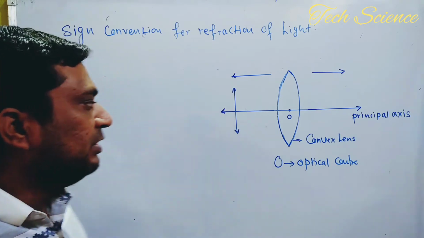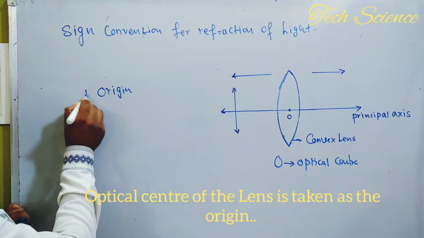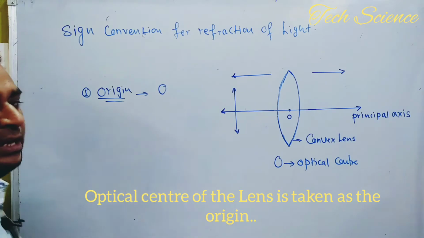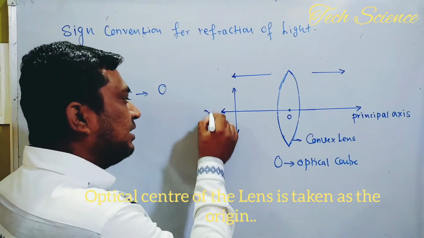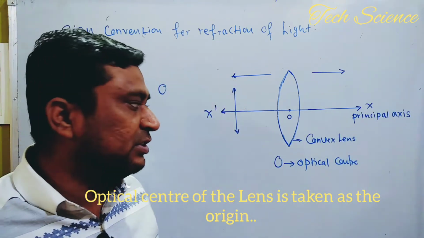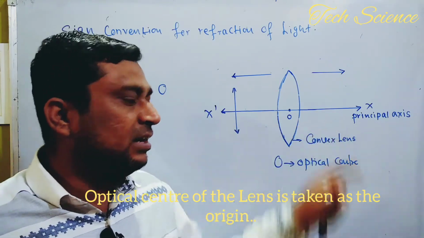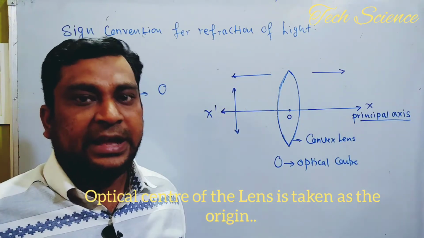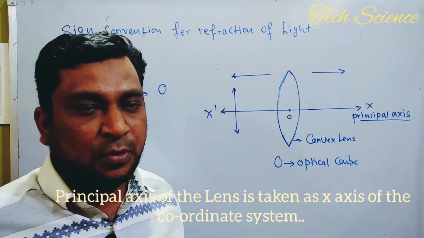So as the origin, you have to consider the main point from where you measure all things: the optical center. Next, what about the frame of reference X'X? X'X is a straight line passing through both centers of curvature and through the optical center. This imaginary straight line is called the principal axis, and we take the principal axis as the x axis.